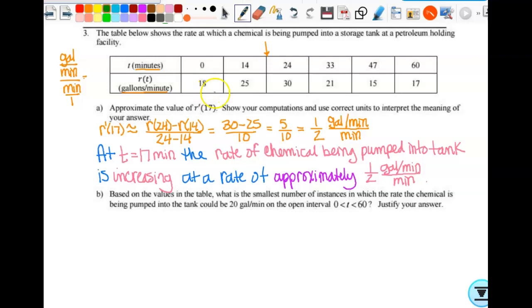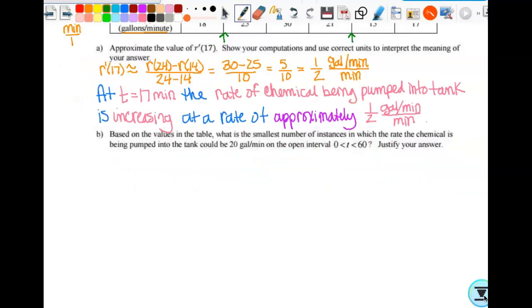So we're going from 18 to 25, so 20 has to fall between there. And then 25 to 30, 30 to 21, 21 to 15, 20 also has to fall between there. Now, is it possible there could be more? Yes, because we just have these random times, right? It's possible that it went down below 20 here and then came back up to 21 for all we know. We don't know. But it says the smallest number of instances. So the answer is 2. Okay? So the answer is 2, but we have to explain ourselves.